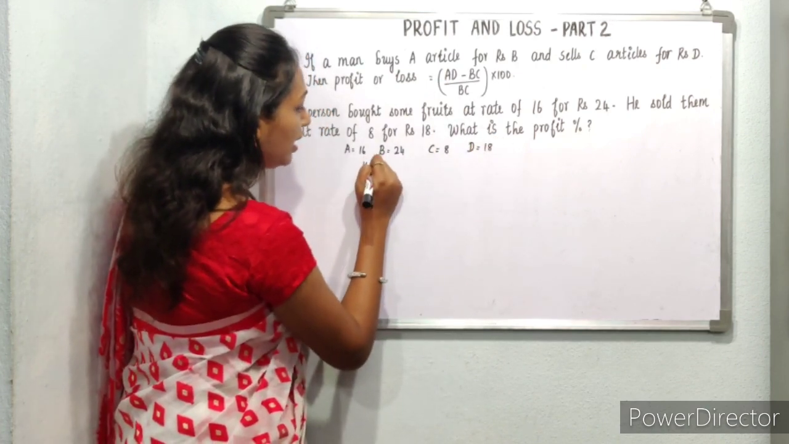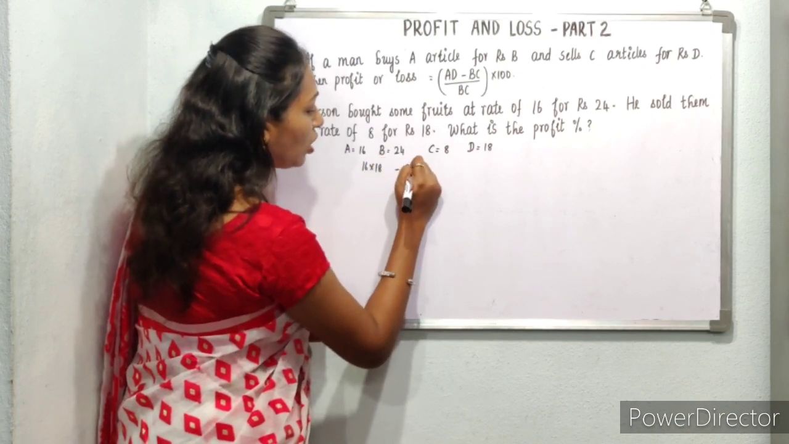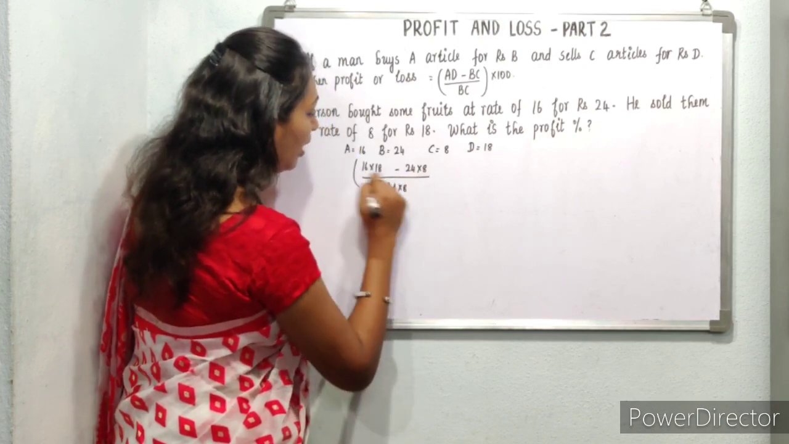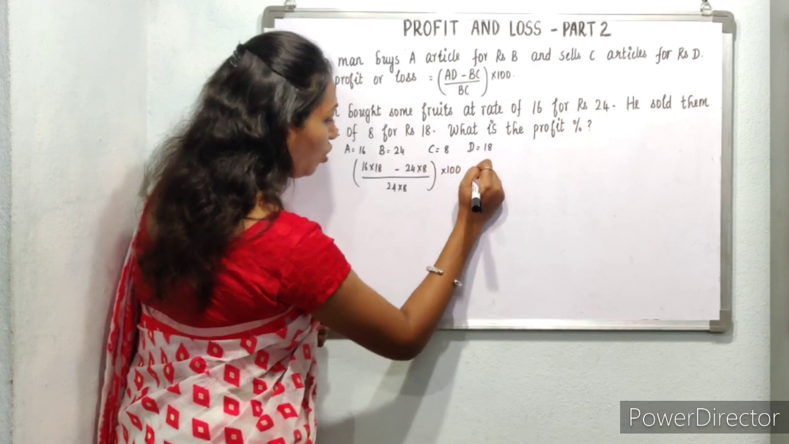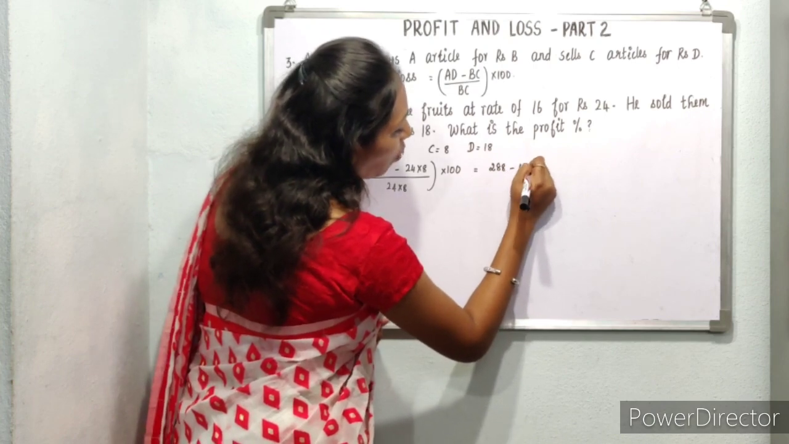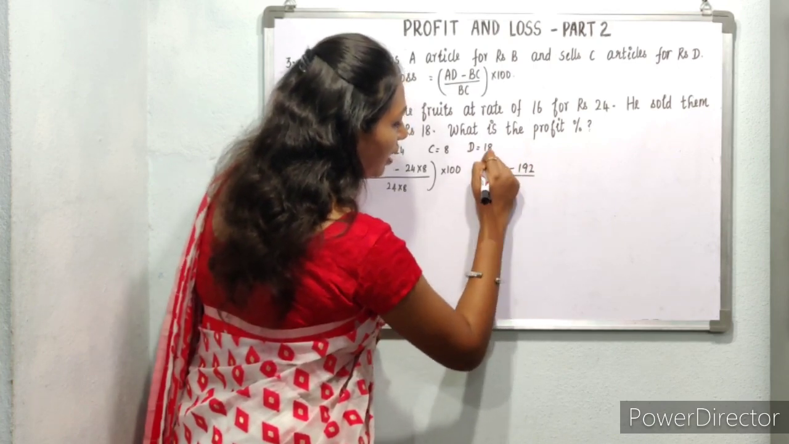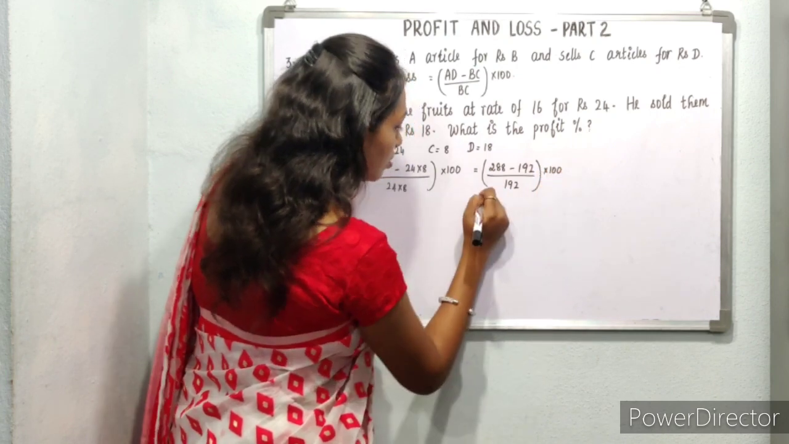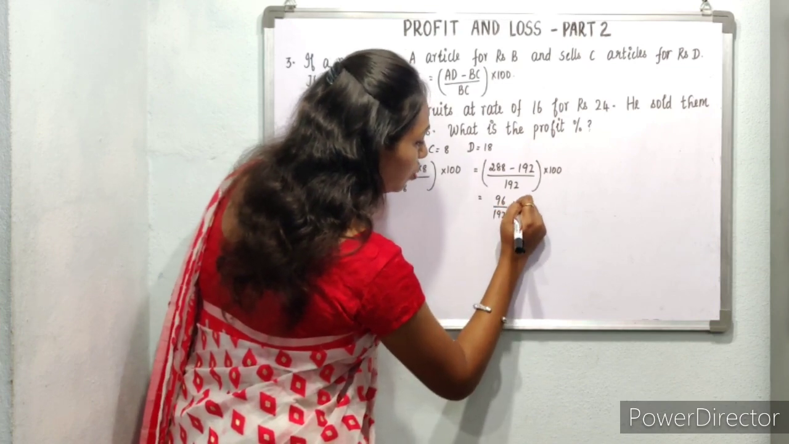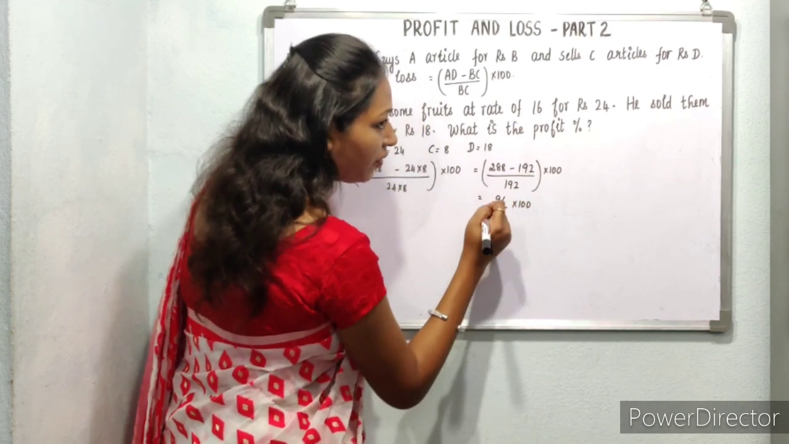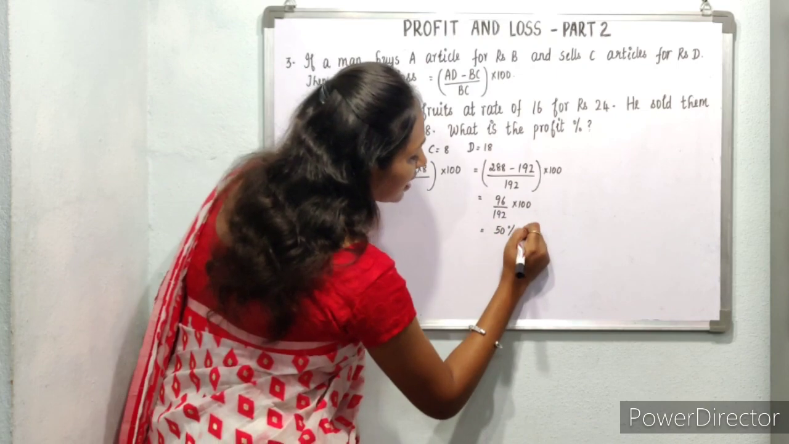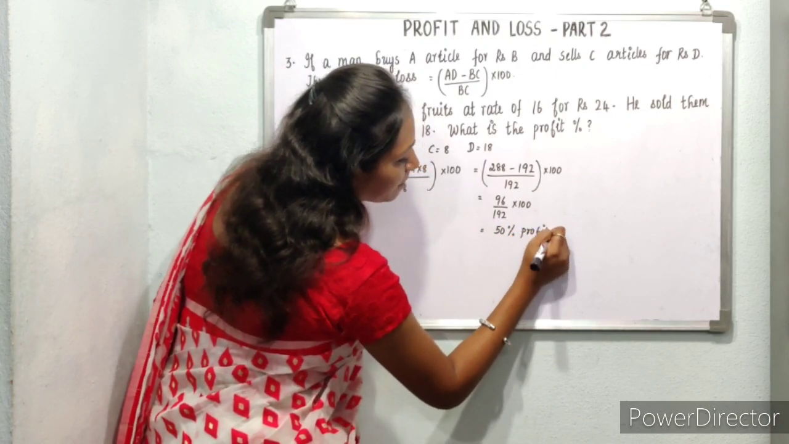So we'll get 16 into 18 minus 24 into 8, divided by 24 into 8, into 100. So if you solve this, you will get 288 minus 192 by 192 into 100. If you simplify, you will get 96 divided by 192 into 100. So for the simplification, we'll get it as 50%. So we'll get an answer as 50% profit.